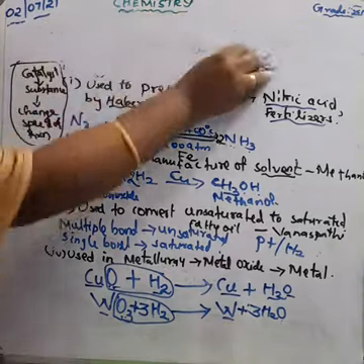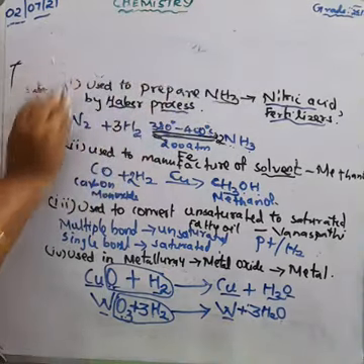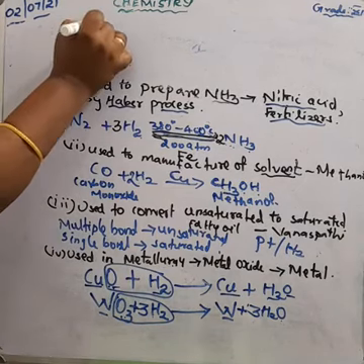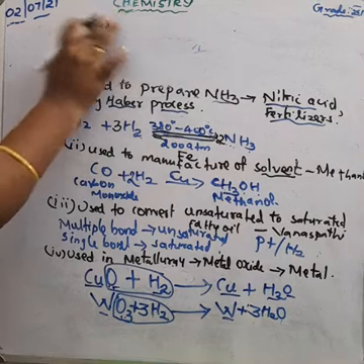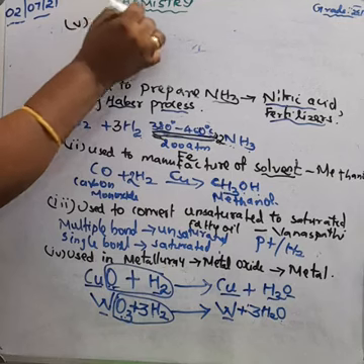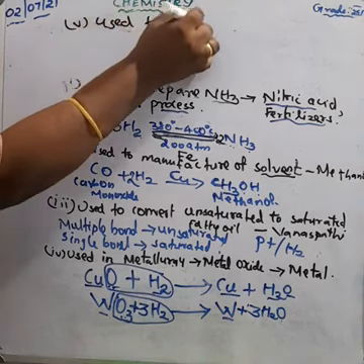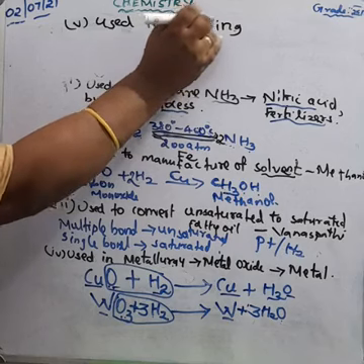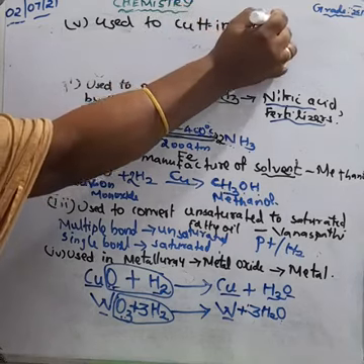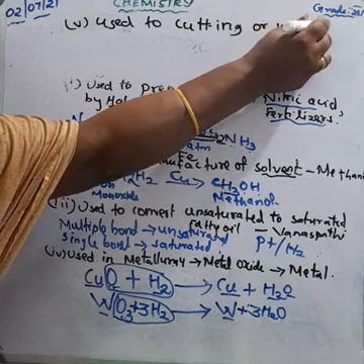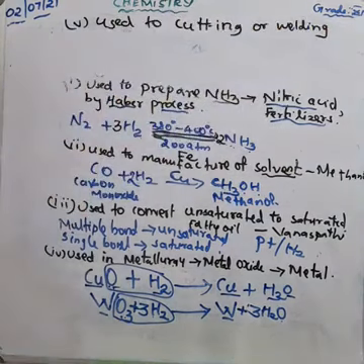What is the fifth use of hydrogen? It is used for cutting and welding of metals. We can use hydrogen to do cutting and welding of metal. Cutting means to cut. Metal means very hard material. So using hydrogen, we can cut the metals.